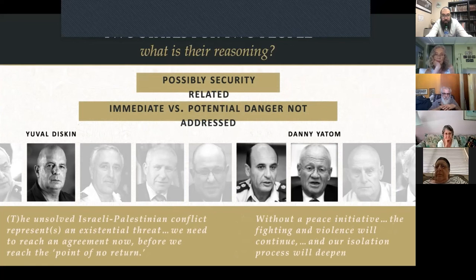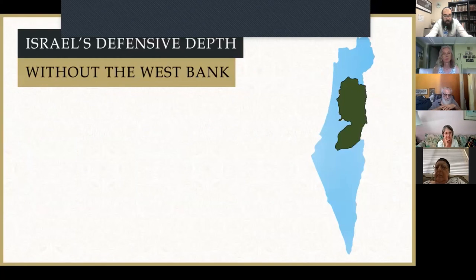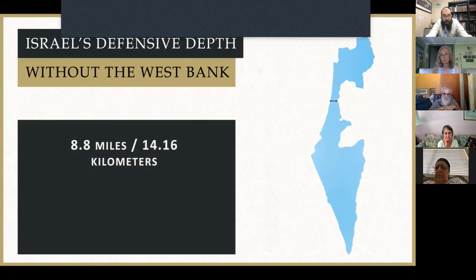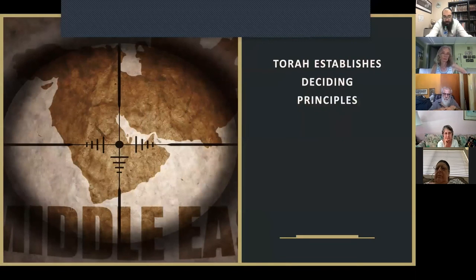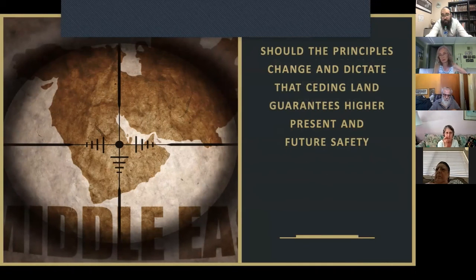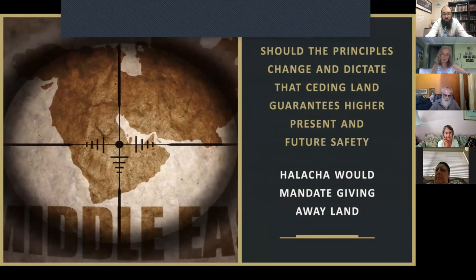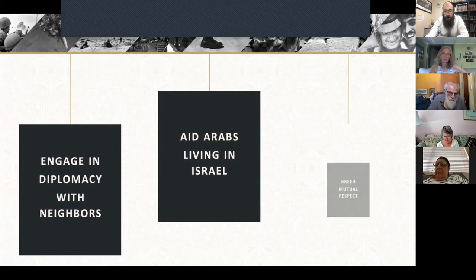Some are possibly security related, but they don't really address whether it's an immediate security issue or an eventual security issue. We spoke about Israel's defensive depth, which by the way is two-thirds the length of Manhattan, and how important it is that military people and security experts are the ones giving us the reasonings about deciding these things. So the Torah establishes deciding principles, and currently those principles dictate that ceding land constitutes present danger. But if it changes, then of course we would give back land. Till the arrival of Mashiach, there will be no perfect peace. And until that time, these are our responsibilities.